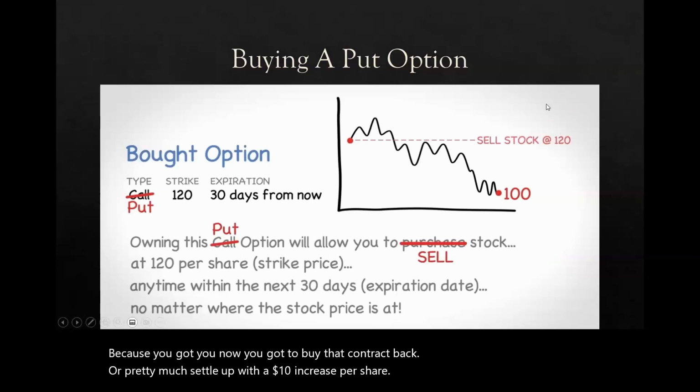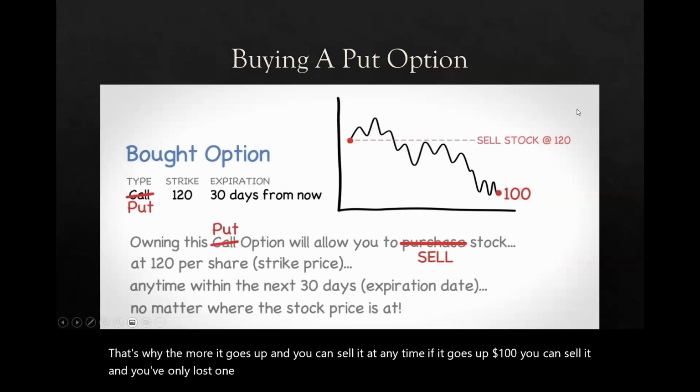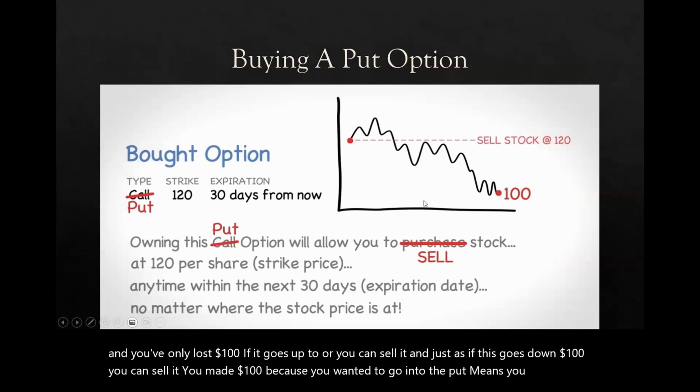That's why the more it goes up, and you can sell it at any time. If it goes up $1, you can sell it, and you've only lost $1. If it goes up $2, you can sell it. And just as well, if it goes down $1, you can sell it. You made $1, because you want it to go down. The put means you want it to go down.